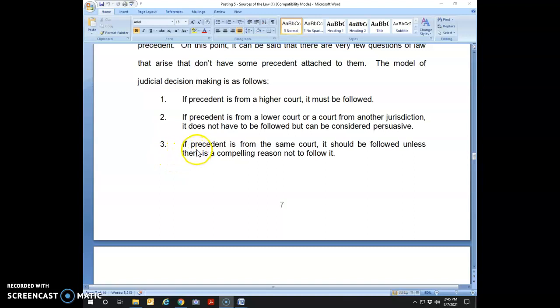The third rule, if you follow the United States Supreme Court, by way of example, is going to be very interesting in the near future, meaning the next 3 or 4 years. If precedent is from the same court, it should be followed unless there's a compelling reason not to follow it. And of course, this is where we come up with the concept of overruling precedent.